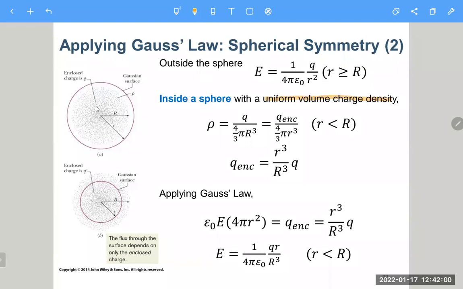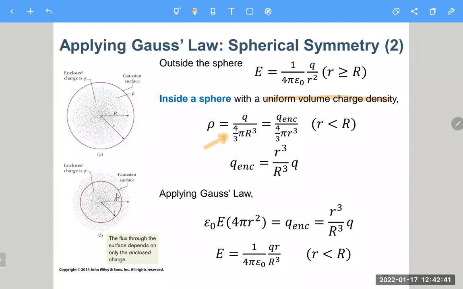However, if we consider the point inside this non-conducting sphere, it is not 0. And actually, we should consider the volume charge density rho to be this one. Q is the total charge amount. 4 over 3 pi R cubed is the volume of the sphere. I think you should have learned this in high school. So 4 pi R cubed over 3 is the volume of the sphere. So this is the total charge and the total volume.